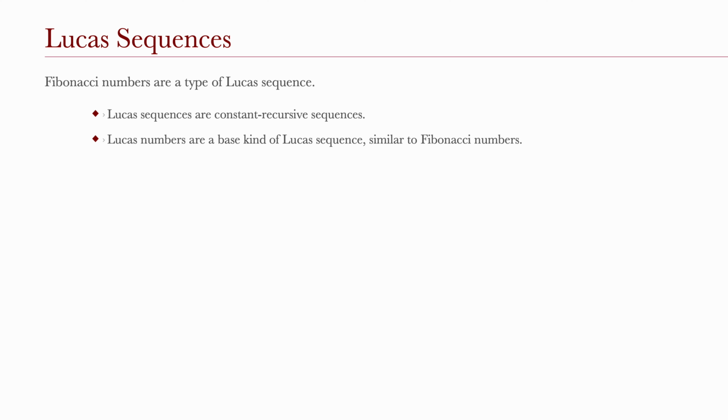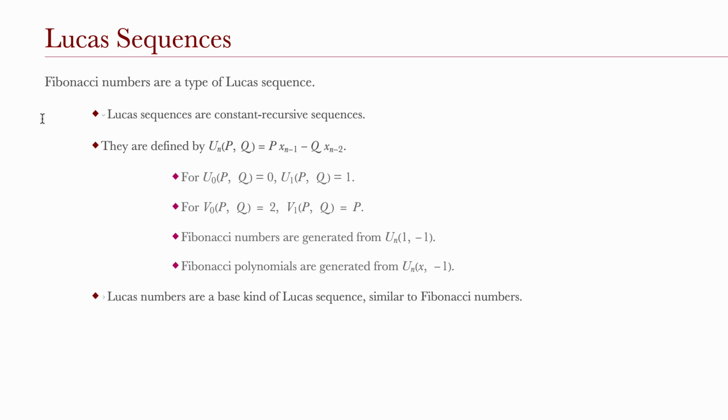You see, Fibonacci numbers are actually a special type of Lucas sequence. Lucas sequences themselves are just constantly recursive sequences defined by Lucas sub n of p comma q is equal to p x sub n minus 1 minus q x sub n minus 2. Now these can be written with either a u or a v, and they just change the starting values of the sequence. For example, u sub 0 of p comma q is equal to 0, and u sub 1 of p comma q is equal to 1.